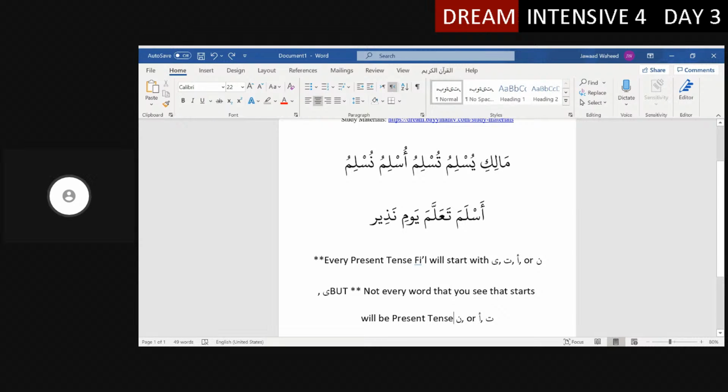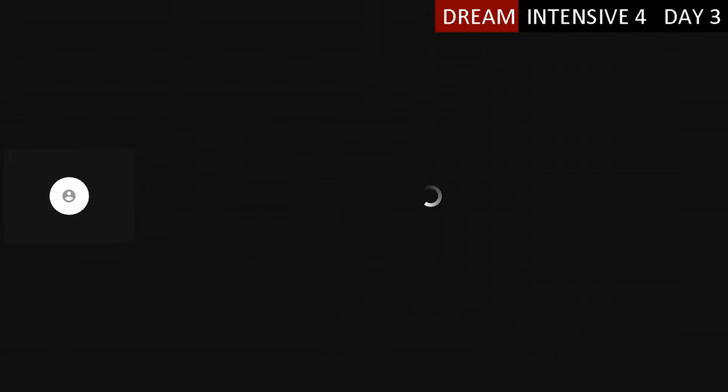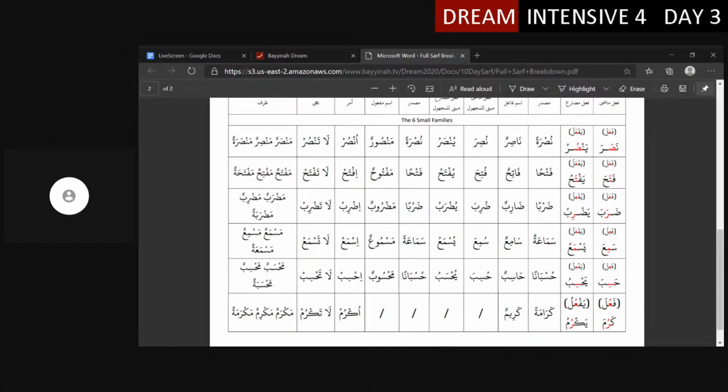Go through the six small families. Okay, I can do that. Read through them very quickly. Let me just open the document and then share that screen, and then I will read through them, inshallah. Okay, here we go. So the six small families.